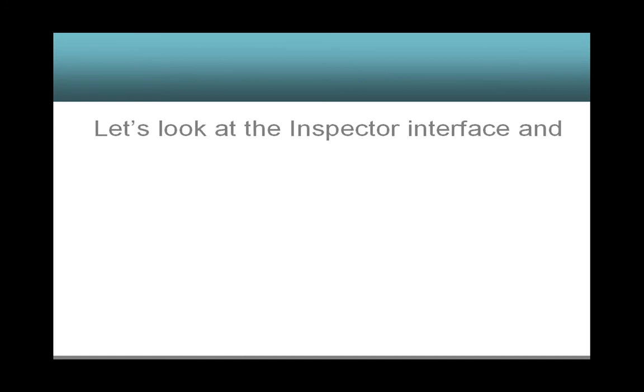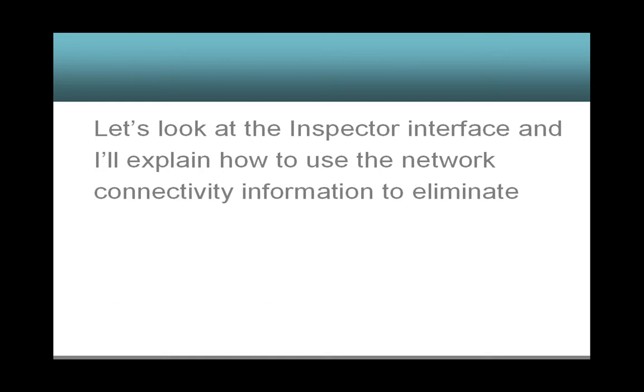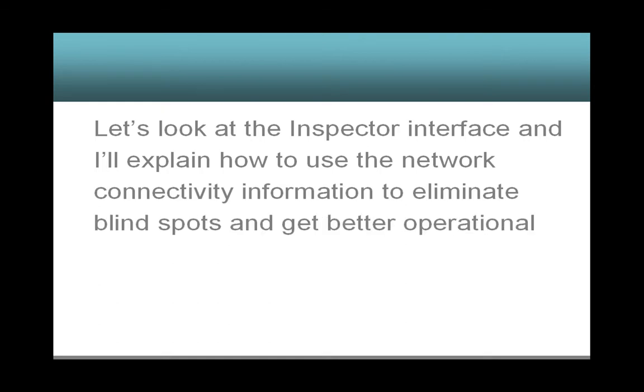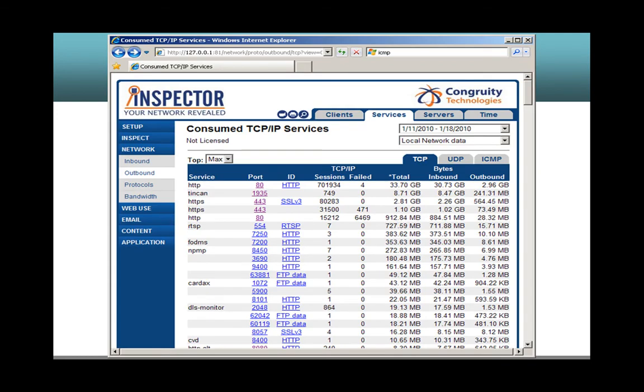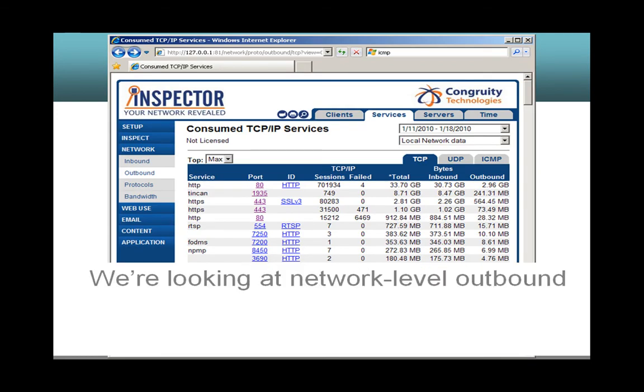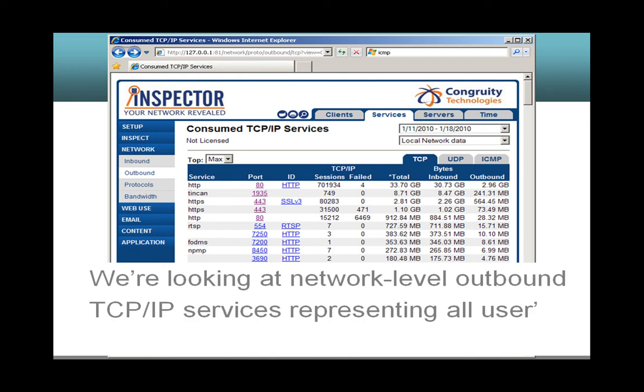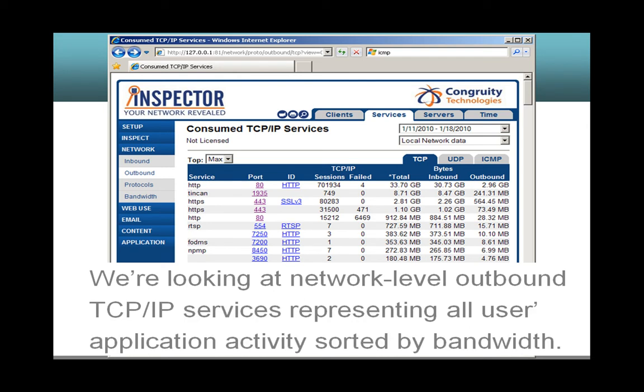Let's look at the Inspector interface, and I'll explain how to use the network connectivity information to eliminate blind spots and get better operational understanding and improved results. We're looking at the network level outbound TCP services representing all user application activity sorted by bandwidth. That's a lot, but bear with me.